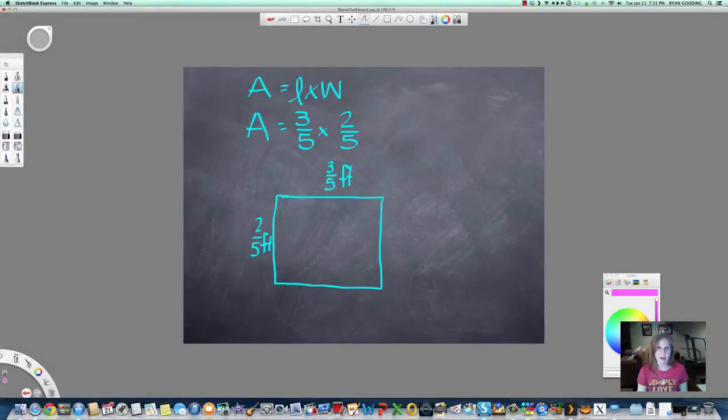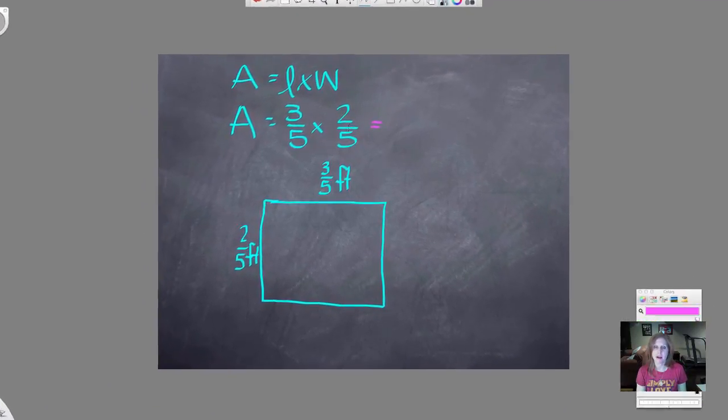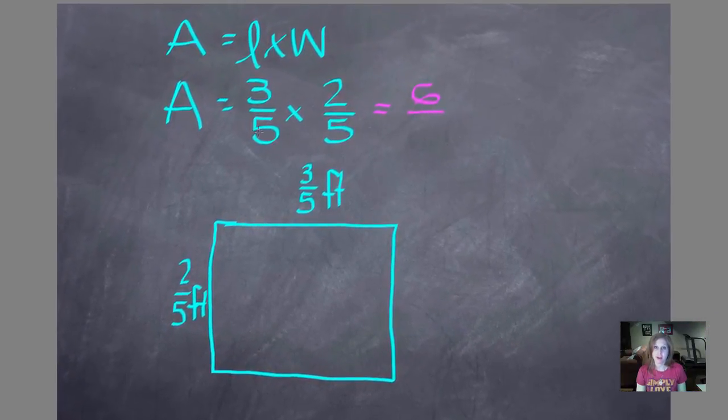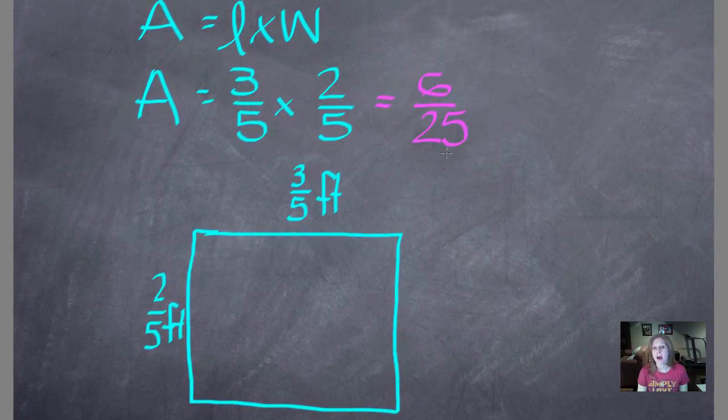So I've written our formula and substituted our fractions for it, and if we solve this using the standard algorithm, we're going to multiply our numerators together. 3 times 2 is 6, and multiply our denominators together. 5 times 5 is 25, and we know we can't simplify that because there is no number that will divide evenly into both 6 and 25. So that is our final answer, but we have to make sure we put the unit of measurement, which was feet, and we have to make sure that we put that little 2 there so they know we're not measuring a straight line, we're actually measuring a square foot.